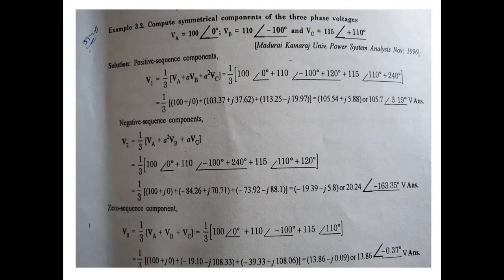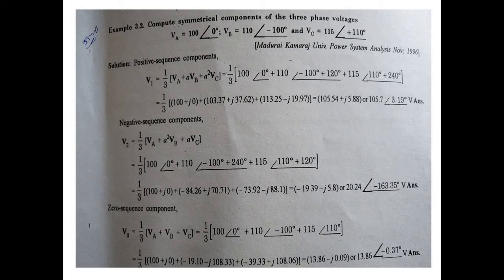But for this video lecture, we'll consider one example: compute the symmetrical components of the three-phase voltages, where the voltages are given by VA = 100 at an angle of 0 degree, VB = 110 at an angle of minus 100 degree, and VC = 115 at an angle of plus 110 degree.